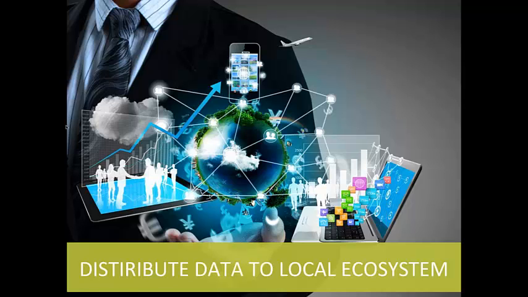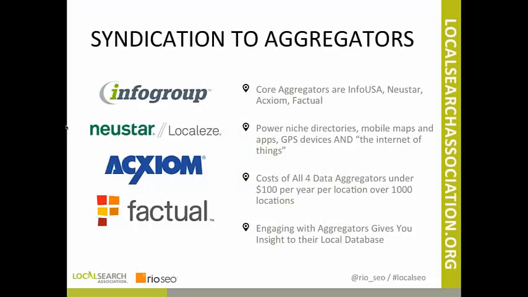So let's talk about the local search ecosystem and how to distribute your data. Now that you've optimized your content, collected it all in one environment, and syndicated it to the major search engines, let's talk about the data aggregators. This is a hot topic around name, address, phone number, or local listing management, and around the local search ecosystem. These aggregators that you see on the screen now power just about every local search niche directory within the U.S.